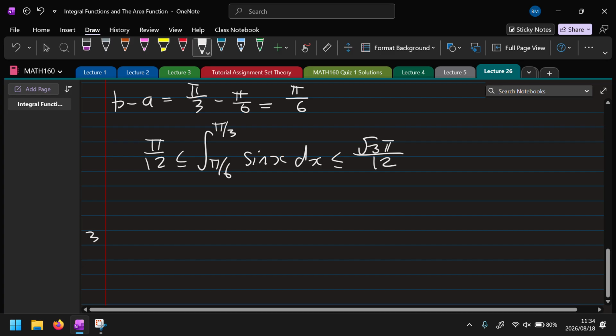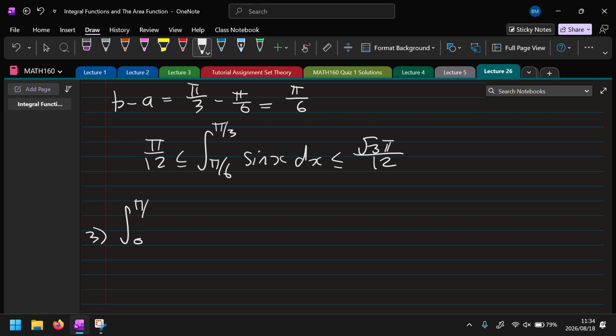Number 3. We have the integral from 0 to pi over 2 of x sine x. So we've got a product of two things. We want to show that this is bounded above by pi squared over 8. Now there's a few ways of doing this. The easiest way: sine x, we know that's bounded between -1 and 1. So that gives us a natural inequality to start with, and then we can build up to that function over there.